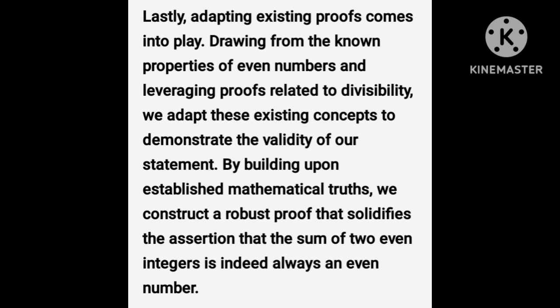Lastly, adapting existing proofs comes into play. Drawing from the known properties of even numbers and leveraging proofs related to divisibility, we adapt these existing concepts to demonstrate the validity of our statement. By building upon established mathematical truths, we construct a robust proof that solidifies the assertion that the sum of two even integers is indeed always an even number.